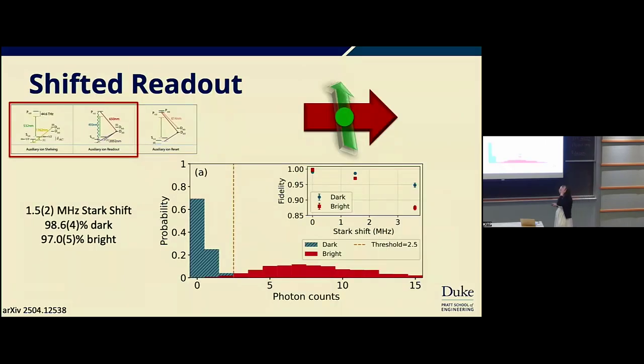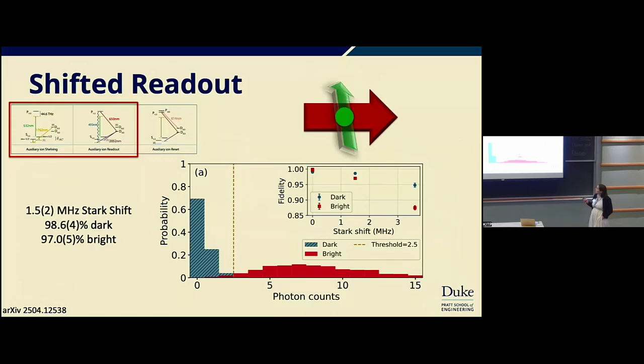Okay, and so we were able to do this in a small experiment just to show proof of principle. This is a really small Stark shift, only 1 megahertz. We're limited by the stability of our Stark shifting beam in this experiment. It really wasn't built for this, but nonetheless, we're able to do it. And so we still have 97 or 98% readout.